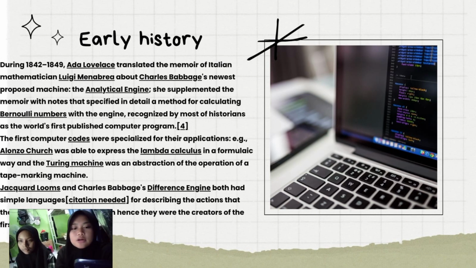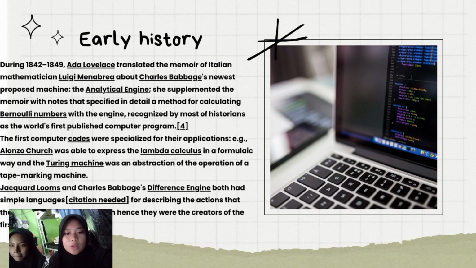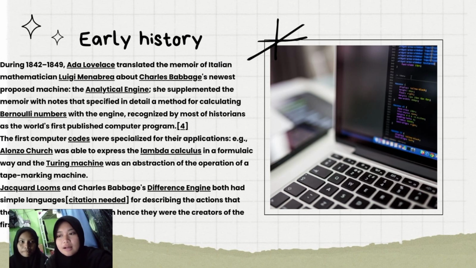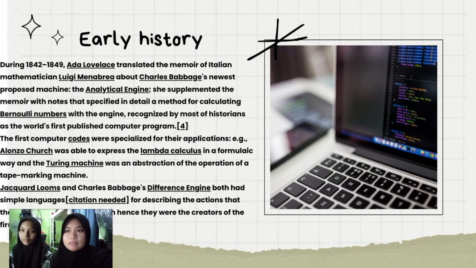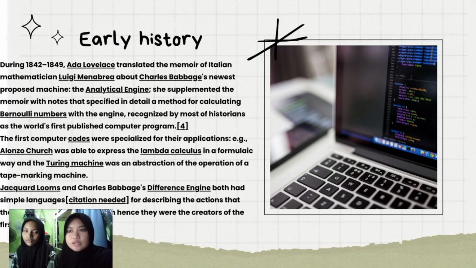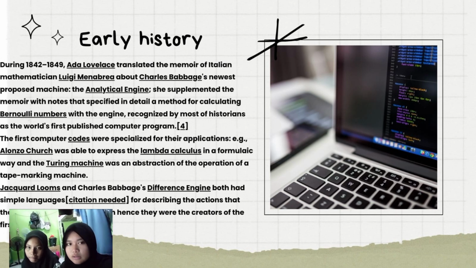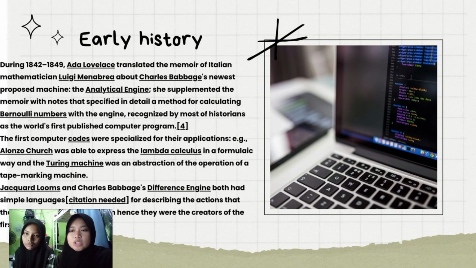Early history. From 1842 until 1849, Ada Lovelace translated the memoir of the Italian mathematician Luigi Menabrea about Charles Babbage's analytic engine. She supplemented the memoir with notes that specified in detail a method for calculating Bernoulli numbers with the engine, recognized by most historians as the world's first published computer program.